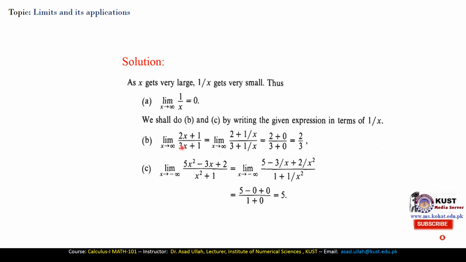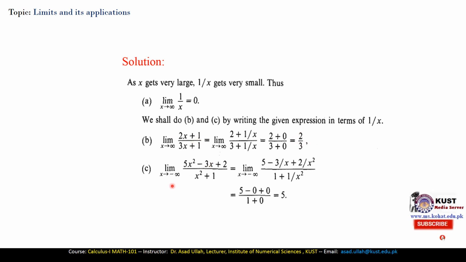Now taking x common out from the denominator and also taking x common from the numerator, we get (2 plus 1 over x) divided by (3 plus 1 over x), and x will be cancelled with x in the denominator. Now applying the limit, we get 1 over infinity, which is equal to 0 as discussed in part A, and similarly the limit of 1 over x is also equal to 0 as x tends to infinity. So we get 2 plus 0 divided by 3 plus 0, which is equal to 2 by 3. So the limit of this function as x tends to infinity is equal to 2 by 3.